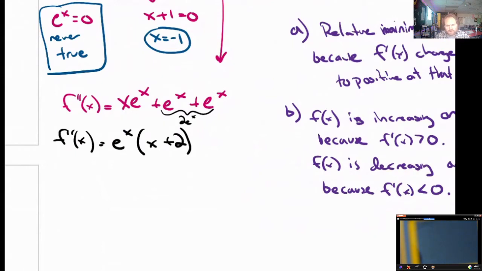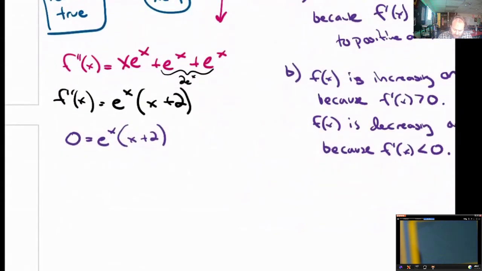Now, if you think about where this changes sign, it might be helpful once again to think about when this equals 0. I don't know if it changes sign there, but it definitely is going to equal 0 at x equals negative 2. So the question now is, does it change sign there? And I believe that it does.